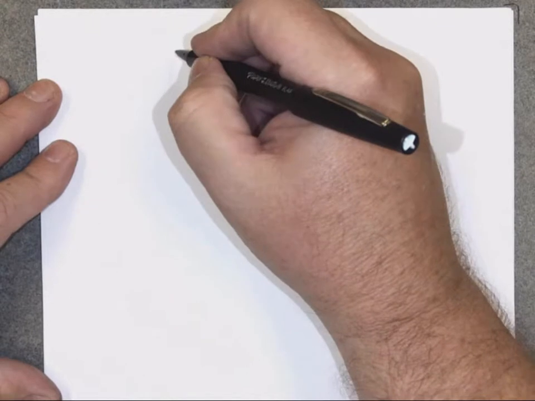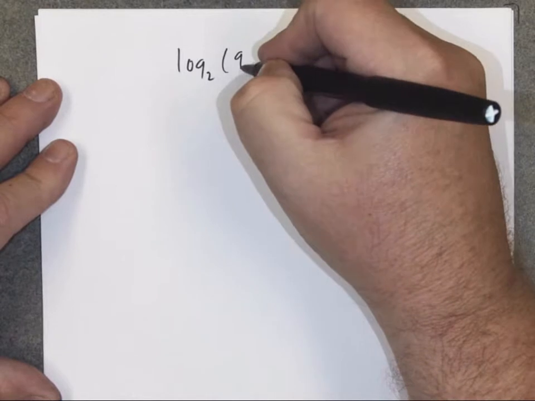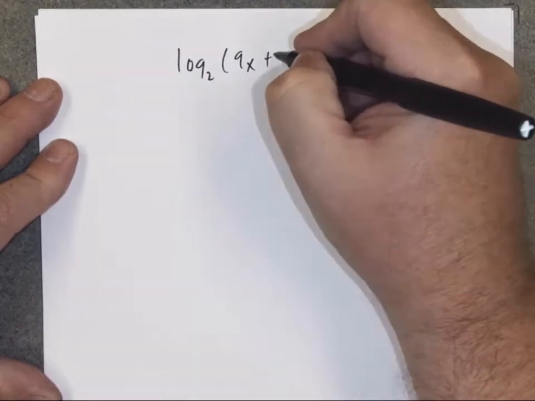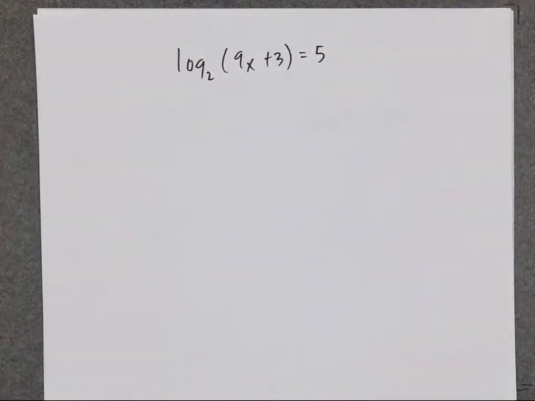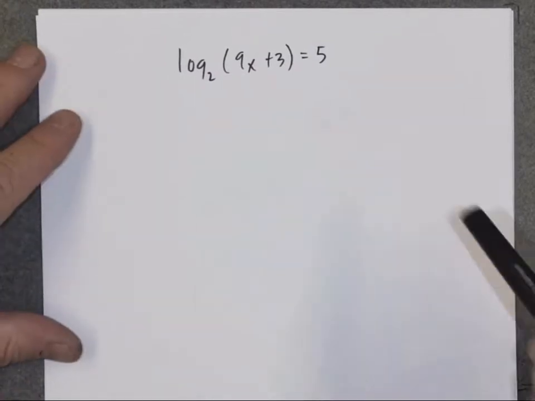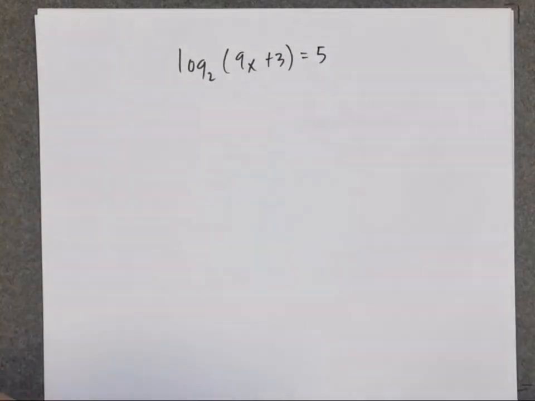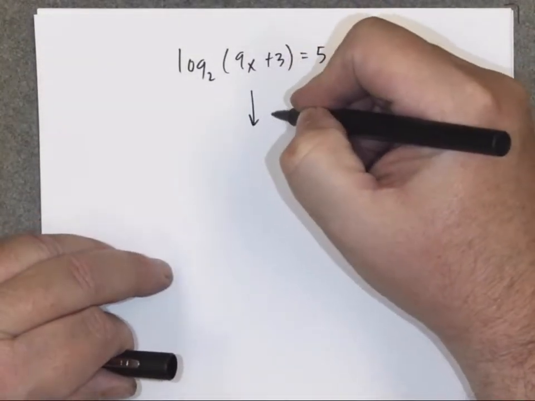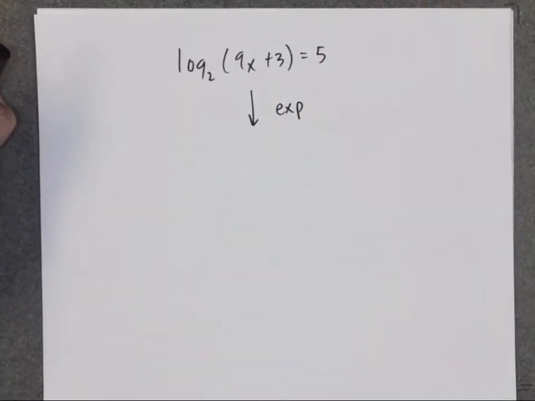23 says solve the following equation. Log base 2 of 9x plus 3 equals 5. I explained before, usually most of the time if you have a log equation, especially if you have a log term equals a number, the way we're going to go about solving this, I'm going to rewrite this as an exponential equation.